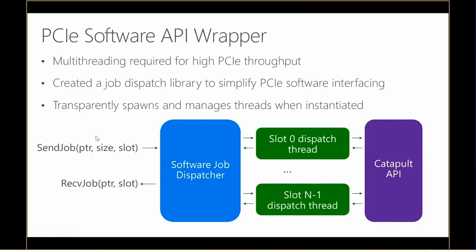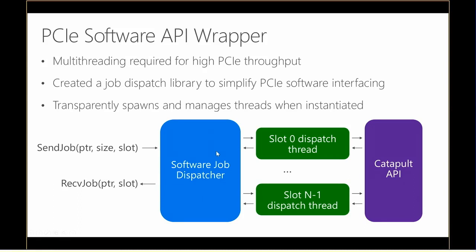Okay, so as we have discussed in the architecture section, multi-threading is required for high PCIe throughput. So we provide a job dispatch library, which wraps up the low-level functions I introduced before. It simplifies the PCIe interface while transparently spawning and managing the threads. Users only need to invoke send job to send data and receive job to wait for the return values. Both functions are multi-process safe.